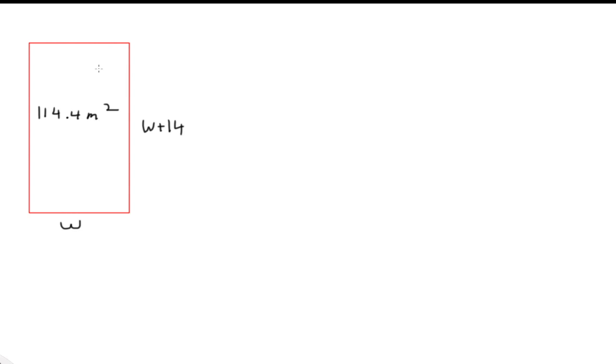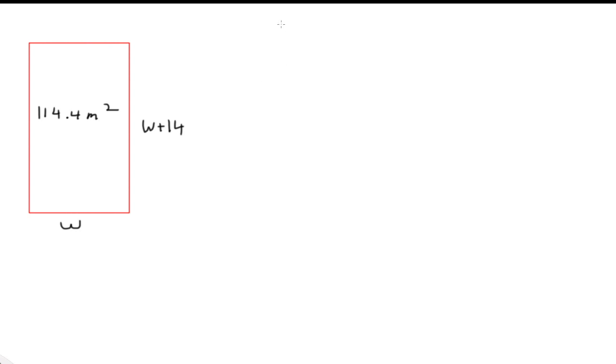Today we're gonna be doing problem solving, and the problem we've got here today is that a rectangle's total area is 114.4 meters squared, and we know that one side of the rectangle is 14 meters bigger than the other side. So what I've done here is I've made the width w and the length 14 plus the width, and basically this is going to be a quadratic equation, and let's get on with this.